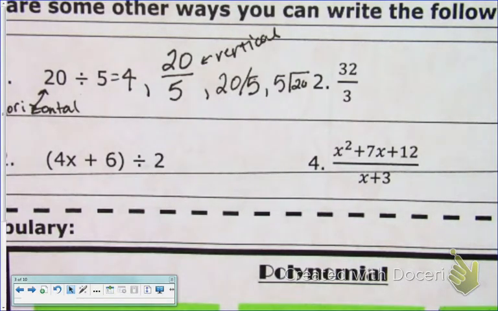All right, so on number 2, write it in a different way, please. On number 2, write it in a different way on your paper. So I've given you multiple ways. You're going to write it in one different way. Just one different way.